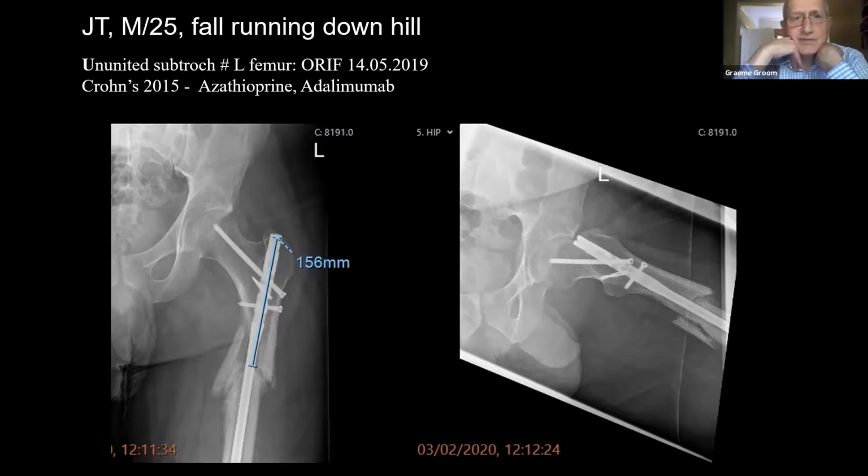And this is the first one. This is a young man of 25 who sustained this injury just running down a hill. He has a background of Crohn's disease, diagnosed 4 years earlier, and he's on azathioprine and biologics to control his disease.